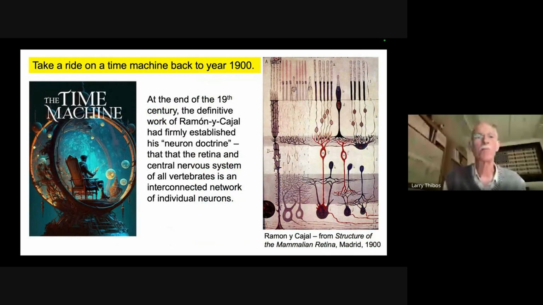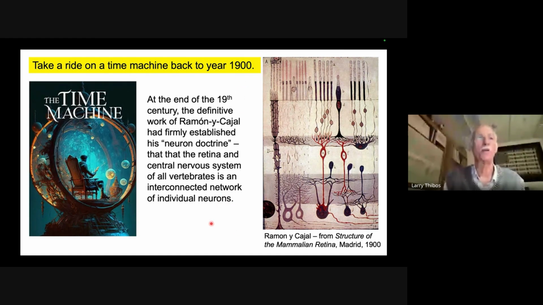Okay, so that's enough anatomy. You now see all the things to pay attention to when we discuss what happened back in that 19th century. So let's take a ride on a time machine, and go back, first stop, 1900.